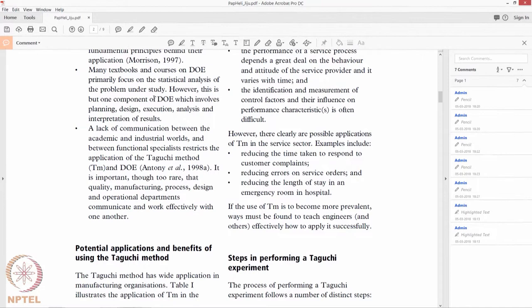How are you going to analyze? You have a set of responses, you do an SN ratio, you want to find an optimal combination. How do you ensure that it is an optimal combination? So, there are multiple questions that you need to be able to answer. So, these are the stuff.